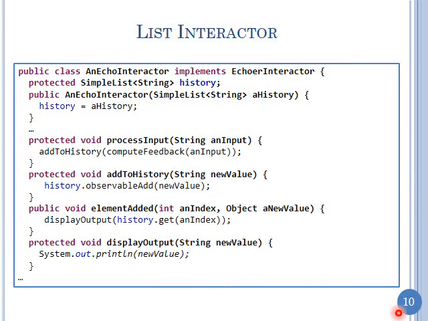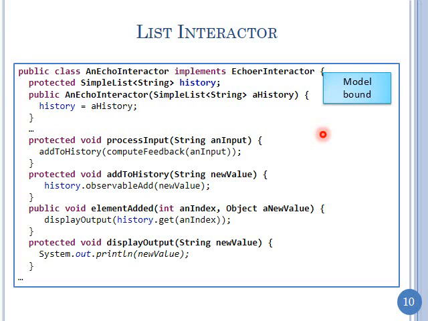Here's my interactor, list interactor, and the interesting thing here is that the model is not built into the code as in the monolithic interface. It's supplied to it as an argument. Okay, so you can have multiple interactors sharing the same model.